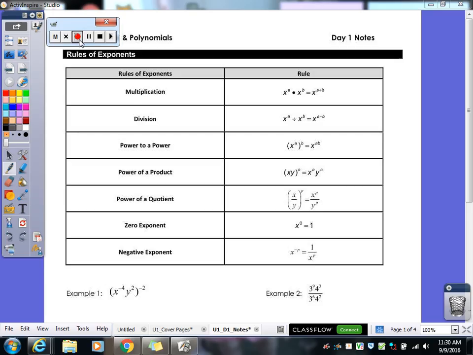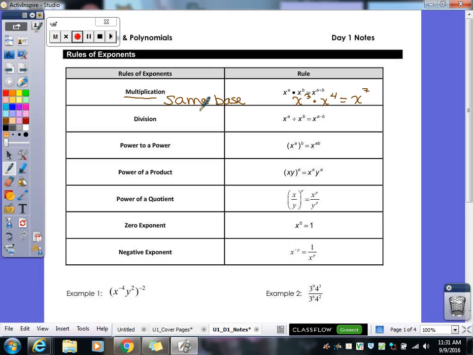If we are multiplying two things that have the same base, that's the key thing here, they need to have the same base, then you're just going to add your exponents. In my example over there, I have x to the a times x to the b equals x to the a plus b. I always like to give a number example. x to the third times x to the fourth. When we're multiplying those, we add our exponents, so it becomes x to the seventh. 3 plus 4 gives us 7. So multiplication, you add your exponents.